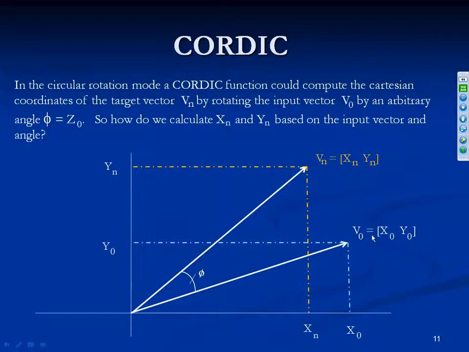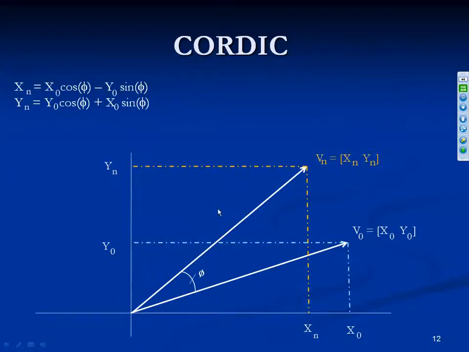So here's our vector v0. It's at x0 and y0. And we want to rotate it a certain angle so that we come up with a vector at x sub n and y sub n. So with this CORDIC function, we're going to learn how to do that.